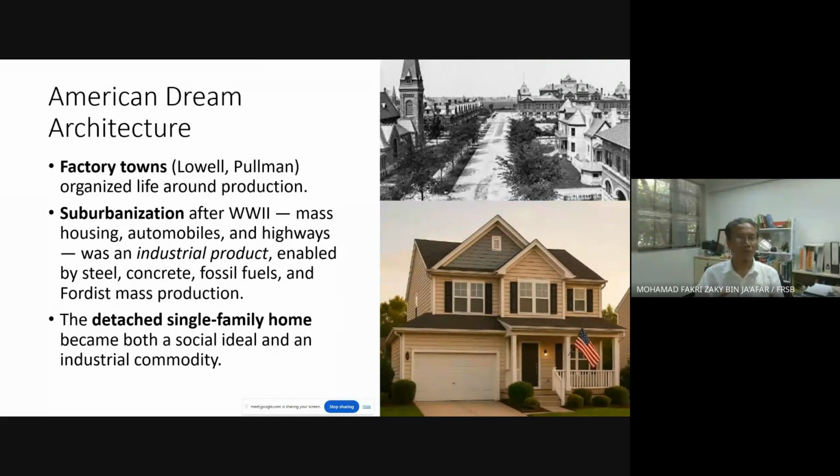Okay, mass housing and automobiles after World War II created the phenomenon of suburbanization. These were all industrial products enabled by steel, concrete, fossil fuels, and Fordist mass production. Henry Ford. So this really sold the idea of the single family home as the ideal, as the dream for every American. Before this, there was not such a strong idea of having a single home with a driveway with a car for each house. So the dream justified the production, and justified the consumption in itself.